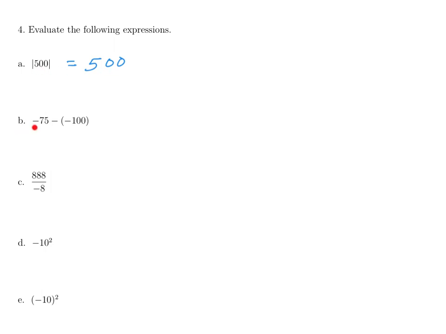For part B, this is negative 75 minus negative 100. For this question, if you're subtracting a negative, that is the same thing as addition. So this is negative 75 plus 100. And it might be nice to put the positive number first, and really you can think of this as 100 minus 75. If you take this difference, the difference is 25, and that's the answer for part B.